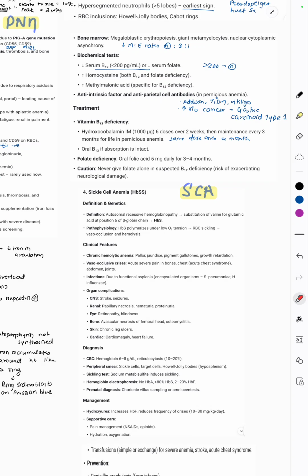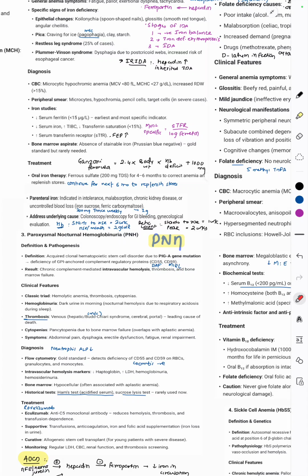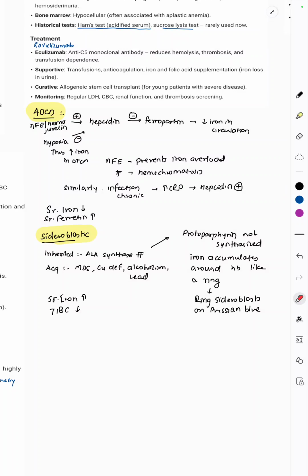There is one concept called IRIDA, that is iron refractory iron deficiency anemia. This is because of increased levels of hepcidin. It is a congenital condition where there is an inherited iron deficiency anemia. Then the two short conditions, that is anemia of chronic disease. Anemia of chronic disease is because of certain chronic diseases.